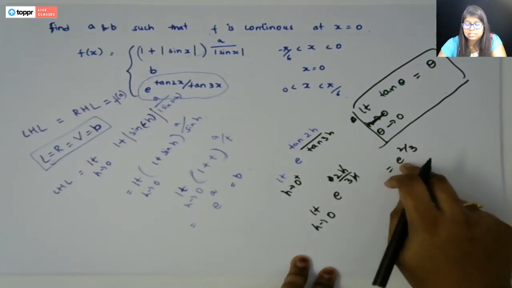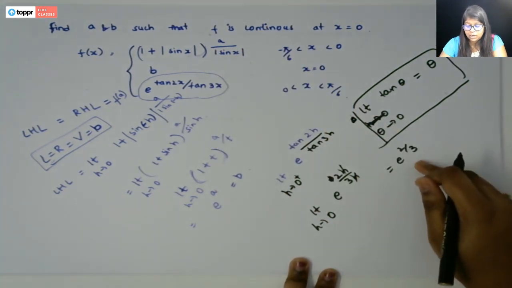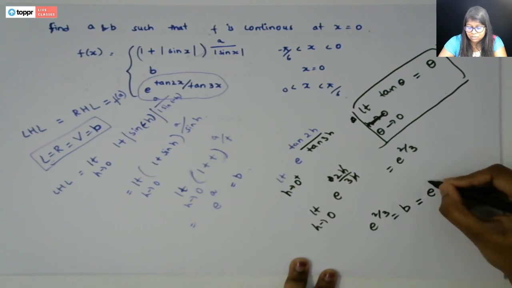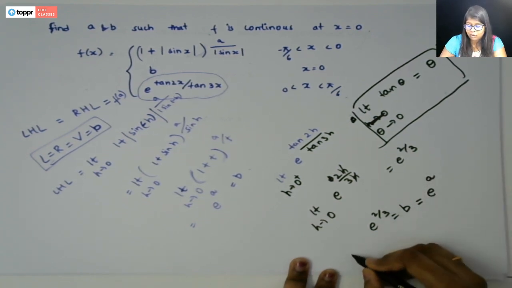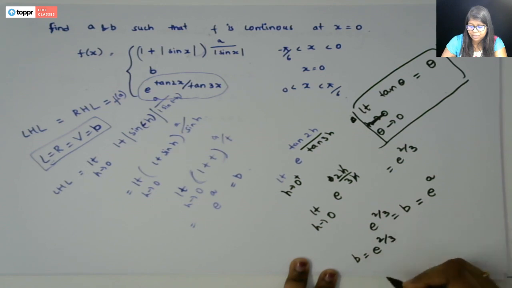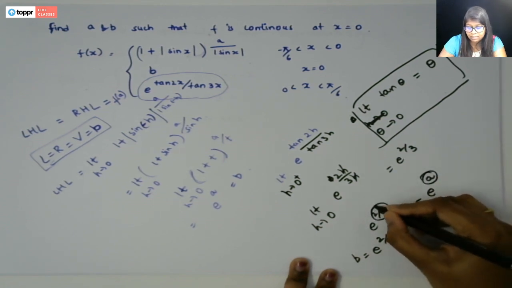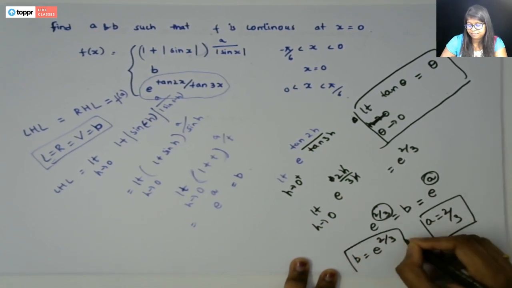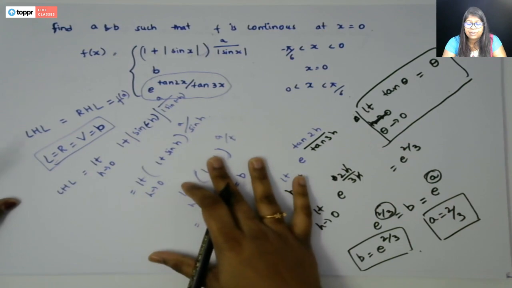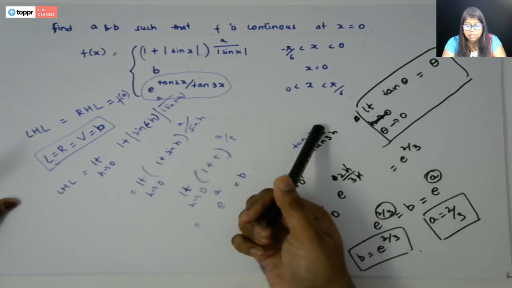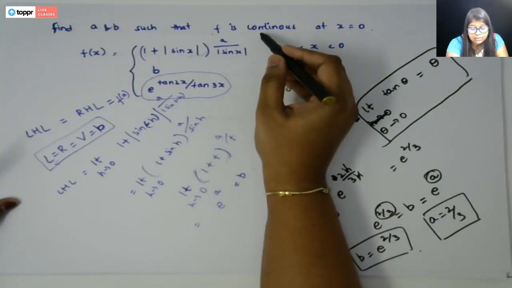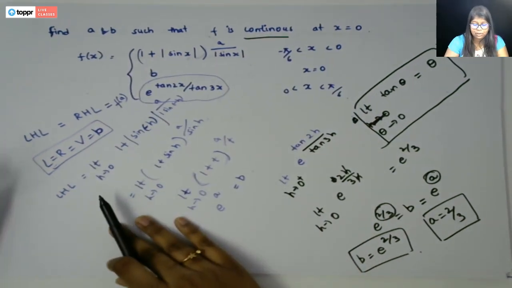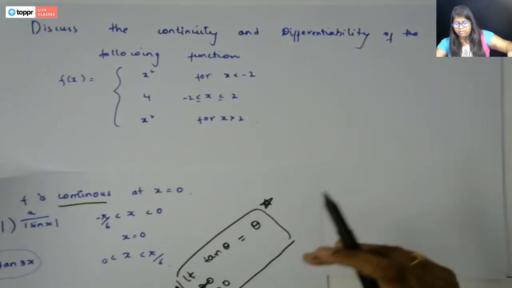Now since it is continuous, I am just trying to equate e power 2 by 3 to b. 2 is also equals to e power a. So the value of b is e power 2 by 3, and a, when you equate the powers, a will be equals to 2 by 3. So this way we try to find out the continuous function, and if the function is given as continuous, we try to find out the value of a and b. I hope this is clear. Okay.